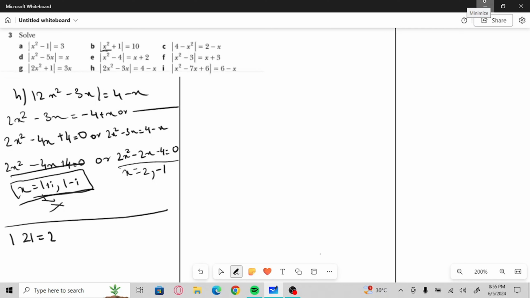And again, for the second value, -1. So it's going to be 2 plus 3 is equal to 4 plus 1. So 3 plus 2, 5 in a modulus is equal to 5. So this is again a correct value. -1 is also right. So we have two values for x, which are 2 and -1.